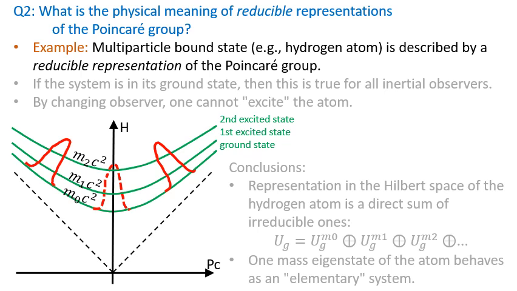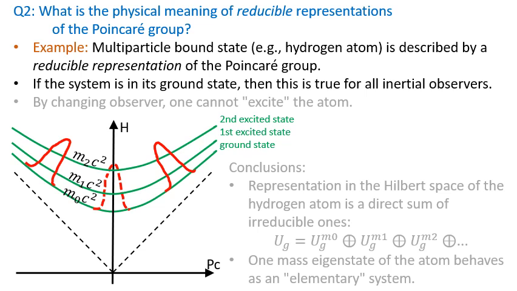For example, the Hilbert space of any multiparticle bound state, such as the hydrogen atom, is a space of a reducible representation. In this drawing, I showed the energy momentum spectrum of the hydrogen atom. In fact, only 3 of its low energy states. In textbooks on non-relativistic quantum mechanics, the energy spectrum is usually shown as a set of energy values. But this is only justified if we have our atom in the state of zero total momentum.